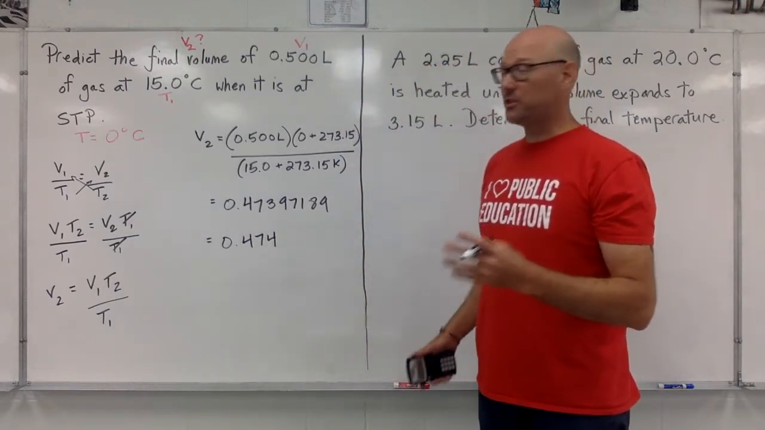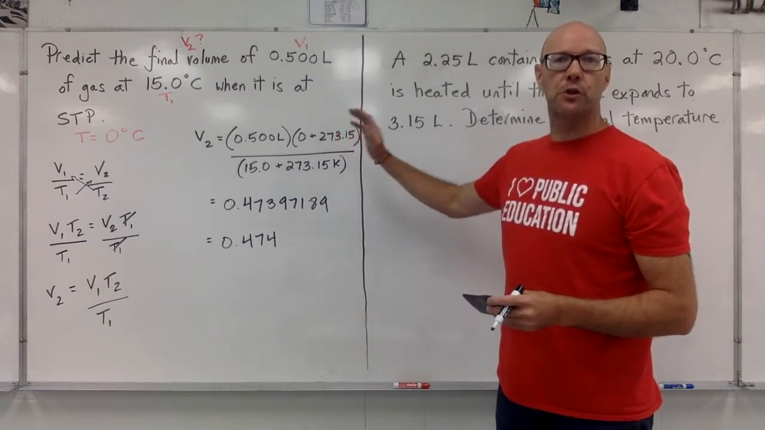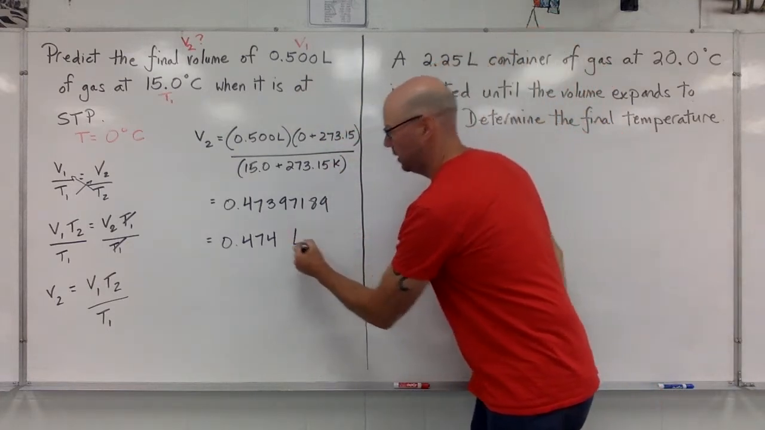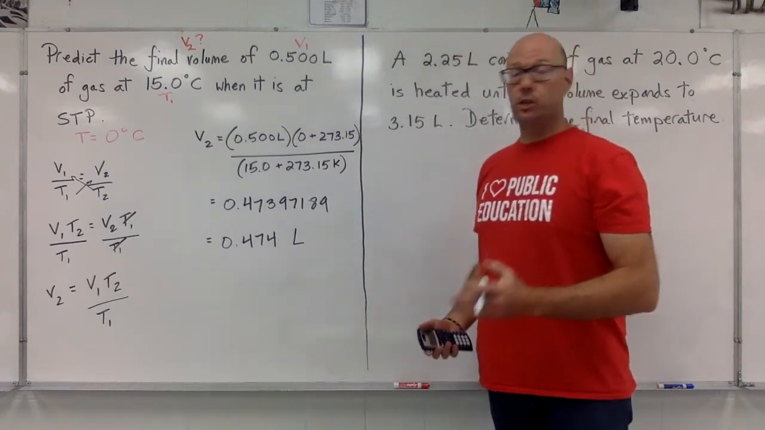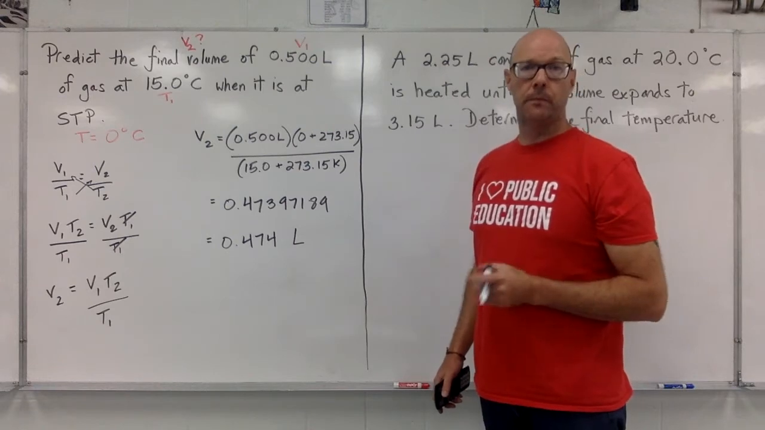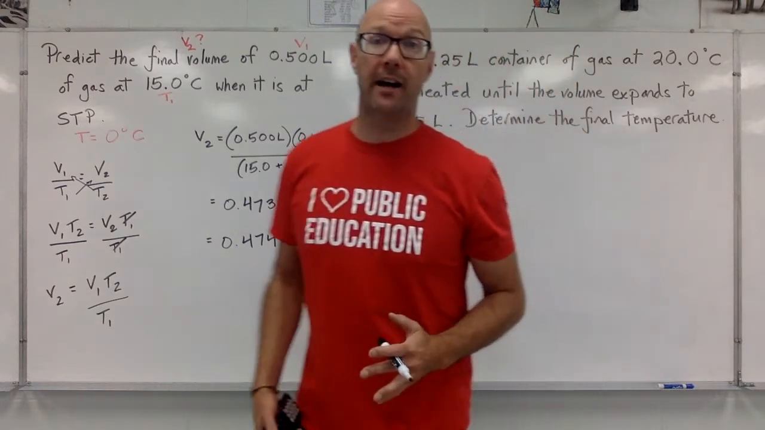The two volumes have to match. These 2 Kelvin temperatures are going to cancel off. That leaves me liters. The final volume here, V2, is 0.474 liters. A second example, going to go a little bit faster.